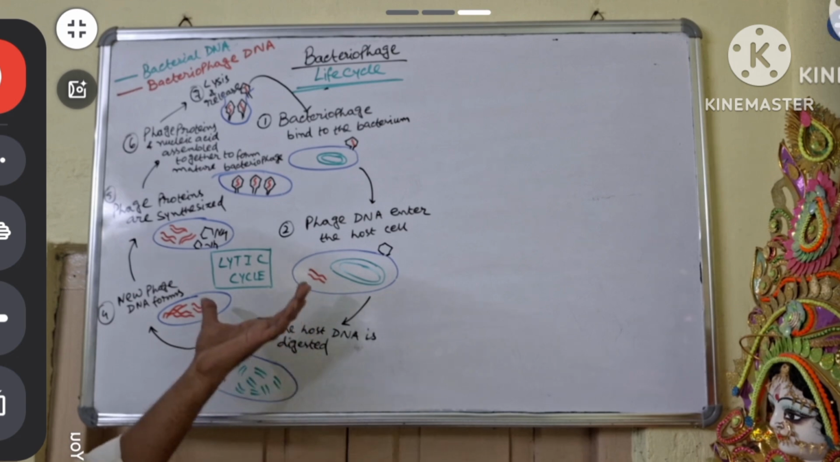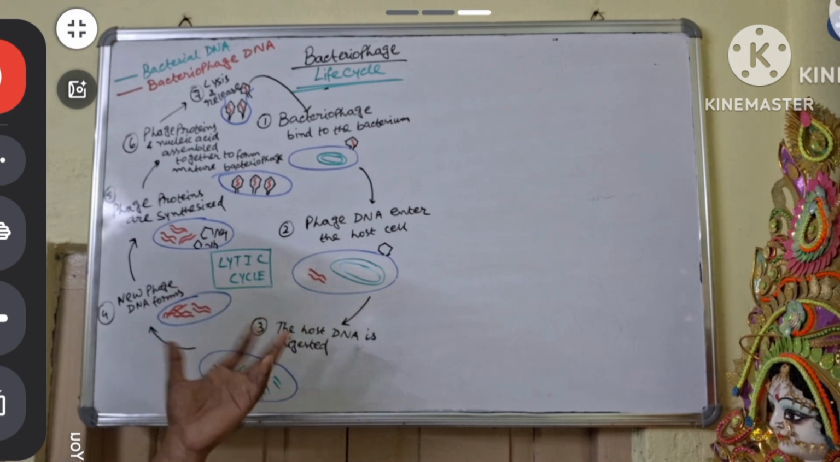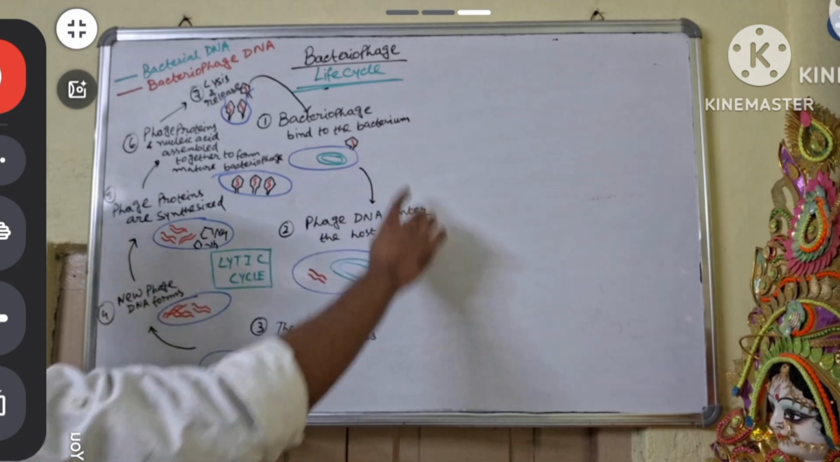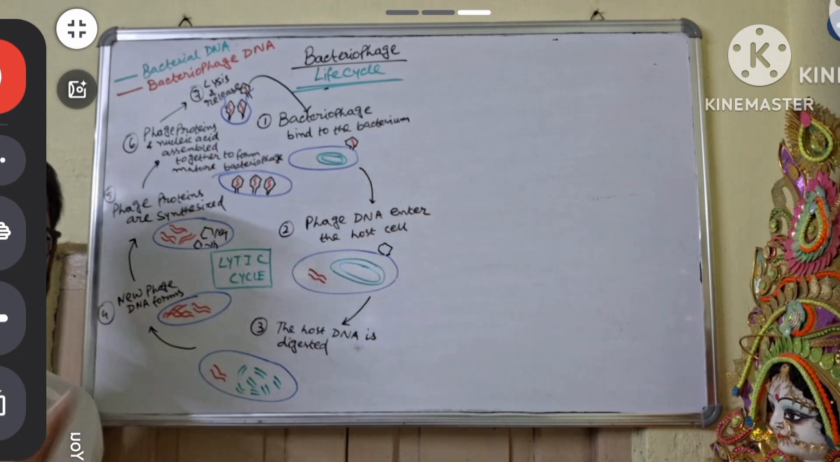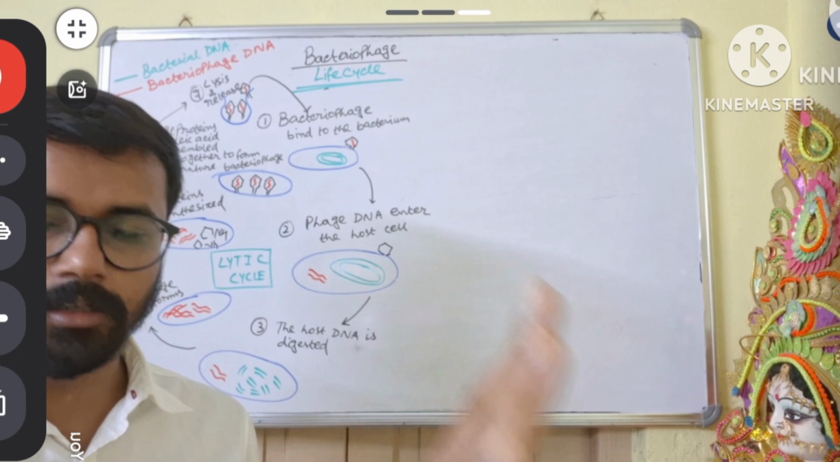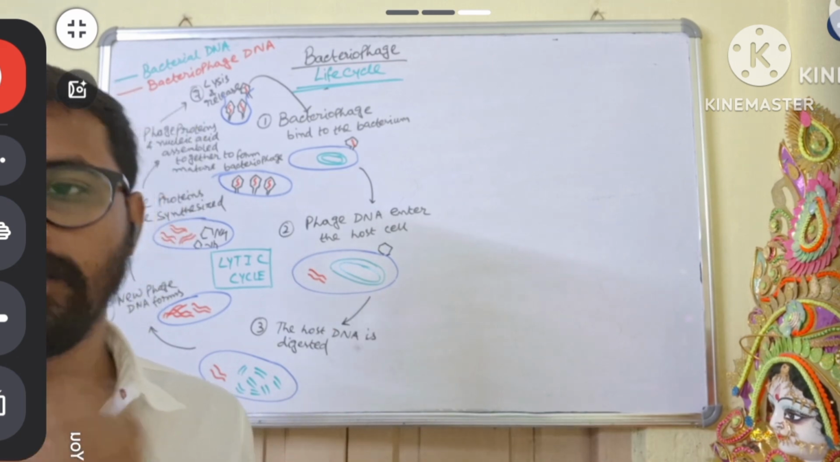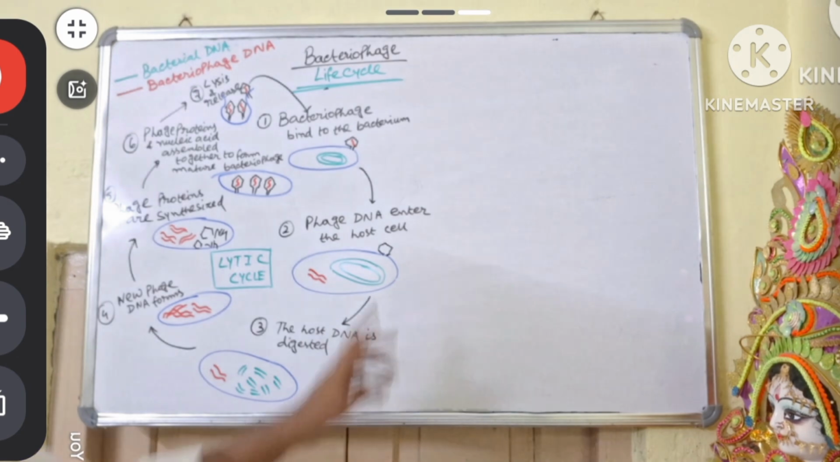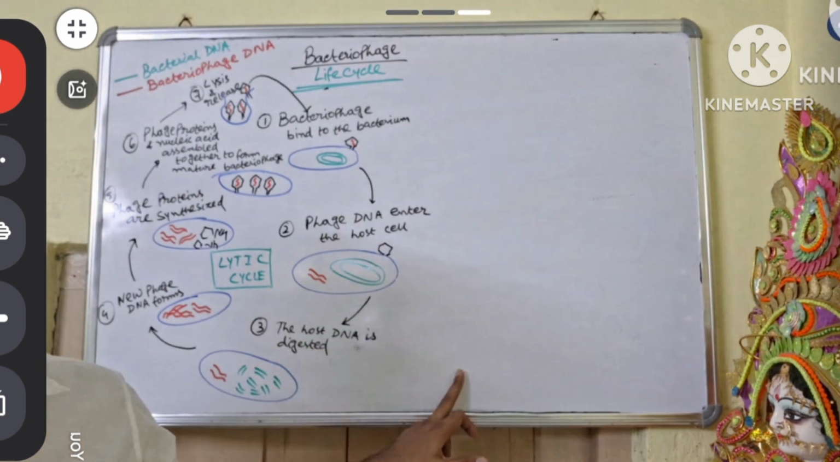So this is the life cycle of lytic, meaning T2, T4, etc. bacteriophage. What about lambda, like lysogen? After steps 1 and 2, the first two steps are similar to the lytic. That means for T2, T4, step 1 and step 2 are absolutely similar to the lysogenic also. But step number 3 is different.